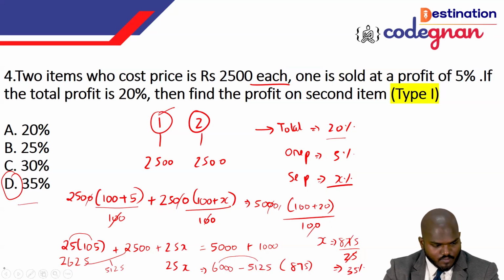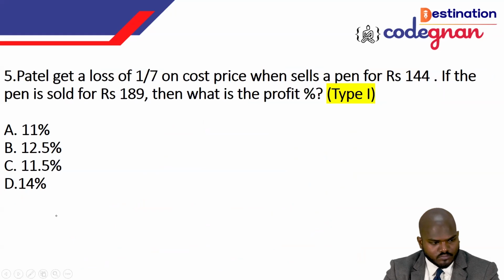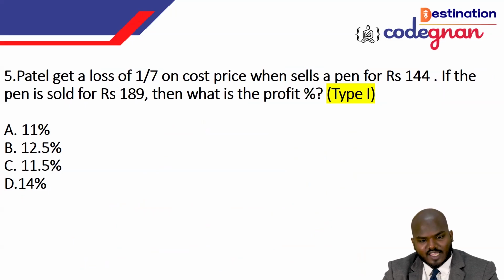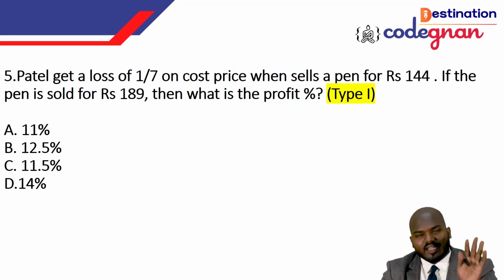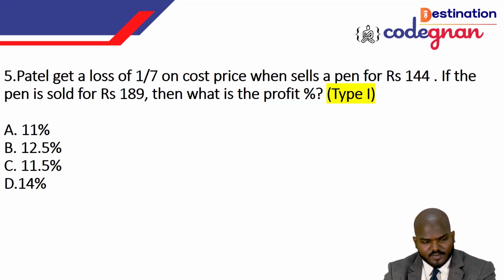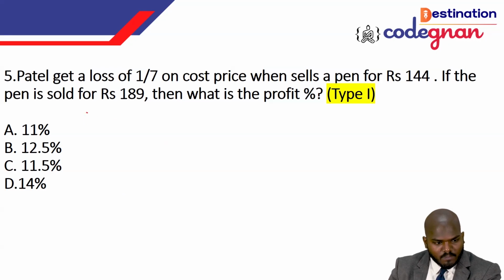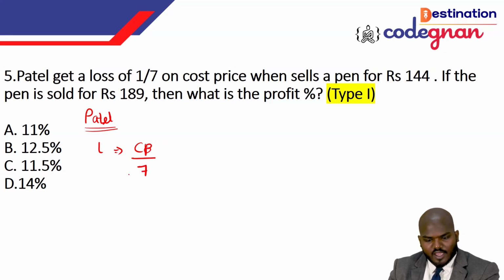Next one, guys. Patel gets a loss of 1 by 7 on the cost price when he sells a pen for rupees 144. If the pen is sold for 189, what is the profit percentage? You see this one, Patel is getting a loss of 1 by 7 of the cost price. First we will define for the Patel category. Patel is saying that I have the loss of 1 by 7 of the cost price, that is CP by 7.